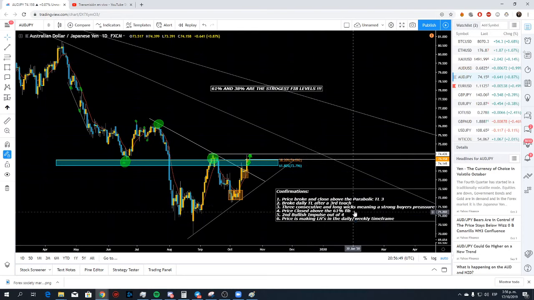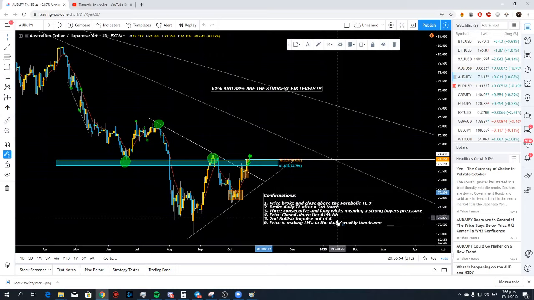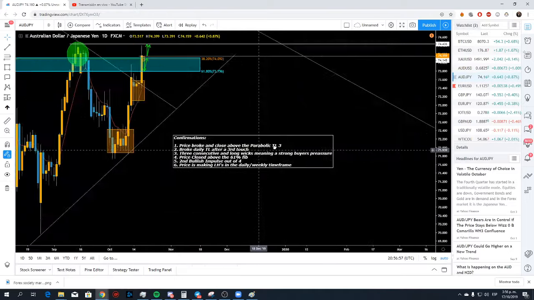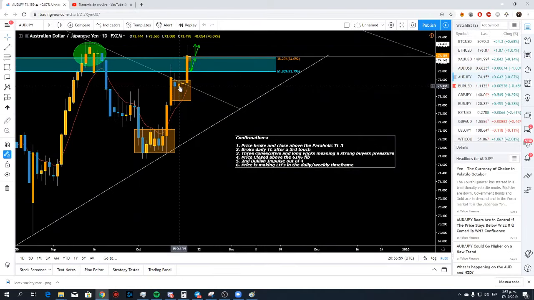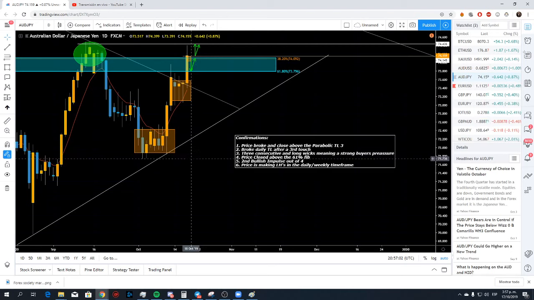Third confirmation, 3 consecutive and long weeks, meaning a strong buyers' pressure. These 3 weeks right here, 1, 2, 3 long weeks. The longer the week, I said it yesterday, the longer the week, the bigger the rejection. So we got 3 consecutive weeks. You could say that it is candle confirmation. Yeah, it's a candle confirmation. Multiple candle confirmation.